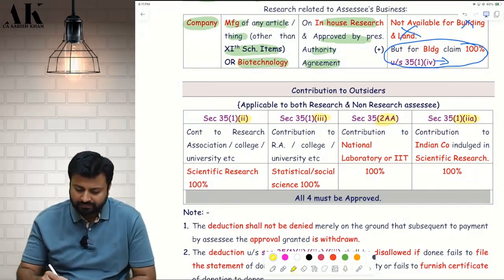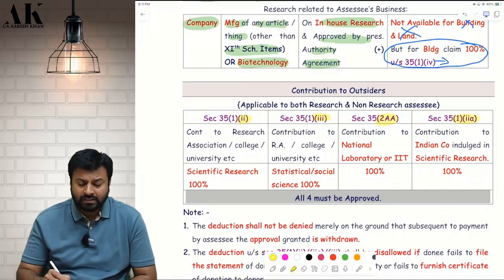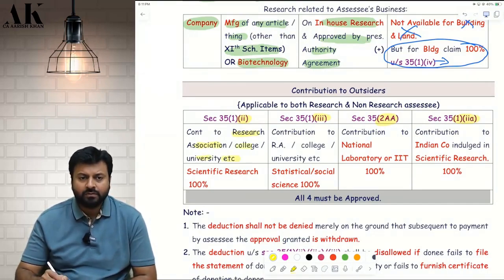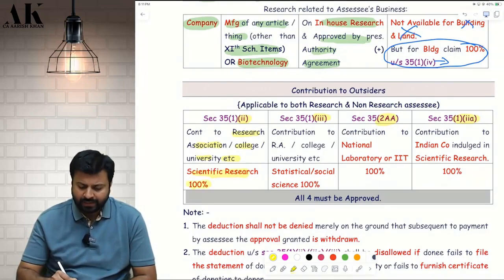Now listen carefully. The first one. If you are contributing to a research association, or some college, university, etc., what are they doing? If they are doing scientific research, you will get 100% deduction.